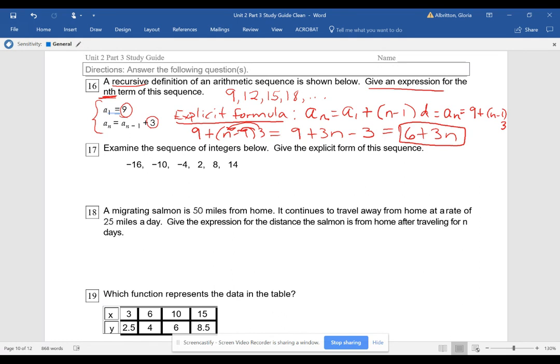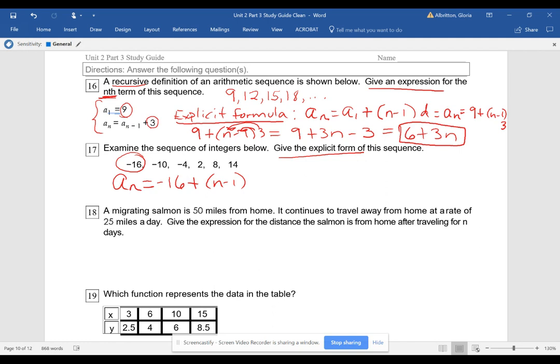Number 17, examine the sequence of integers below. Give the explicit form. That's what we just talked about above. The explicit form is a sub n equals a sub 1 plus parentheses n minus 1 d. And of course, we know to write the explicit form, you write it exactly the way it is. The only thing you change is a sub 1 is the first term, which is negative 16. Keep the plus, keep the parentheses n minus 1, and then the d will be your common difference. So we got to figure out the common difference.